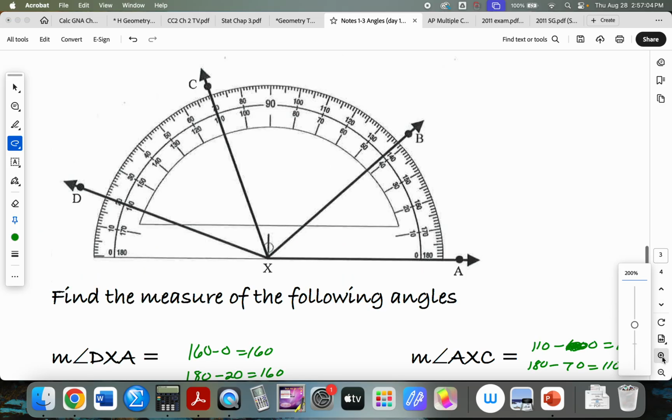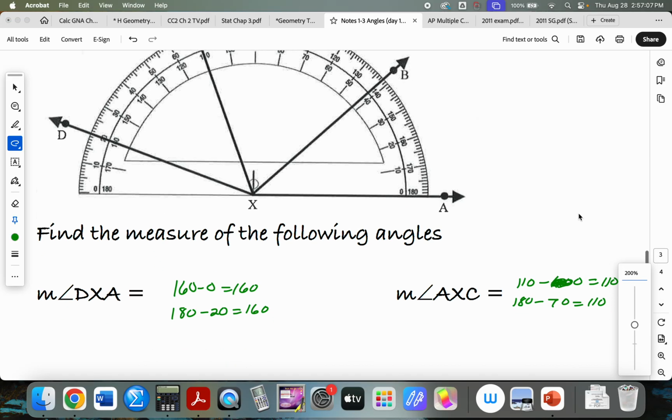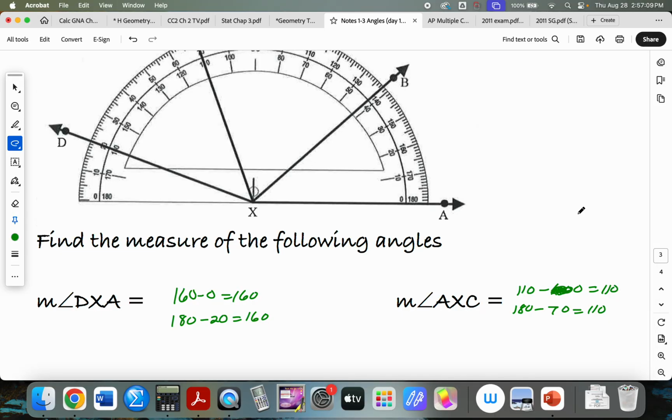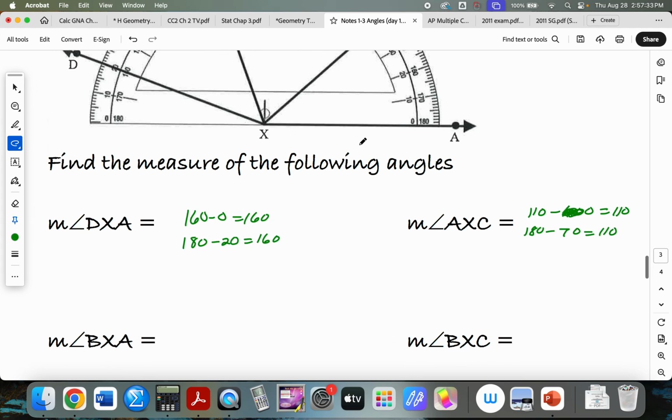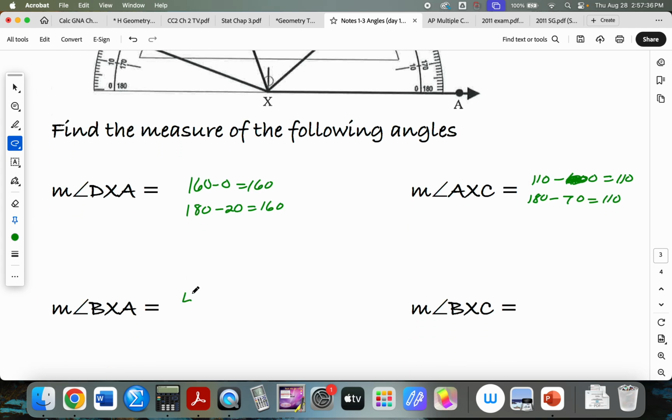All right, the one thing that's sometimes hard for people on that one, for BXA, is reading this over here where it doesn't go exactly through something that's a multiple of 10. If we're reading the inside scale, XA goes through 0, and XB is somewhere between 40 and 50, and you go out here and it's 2 marks away from 40, so that's 42. So this would be 42 minus 0 if we use the inside scale.